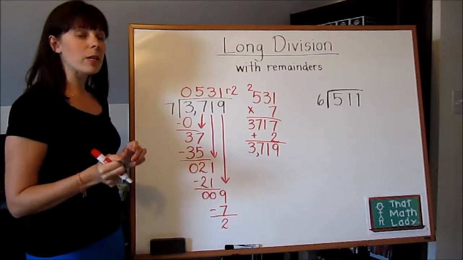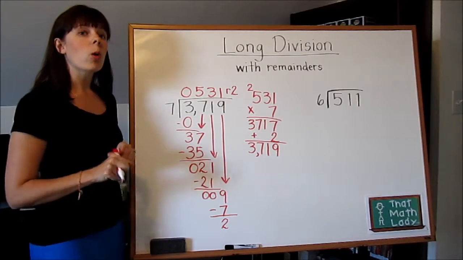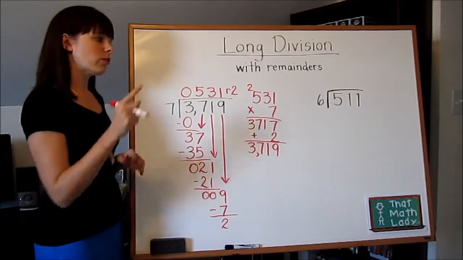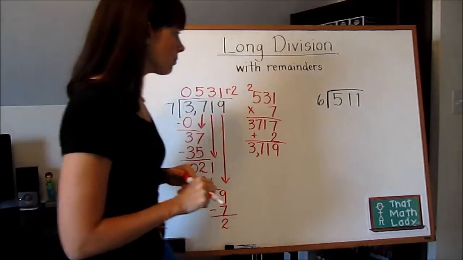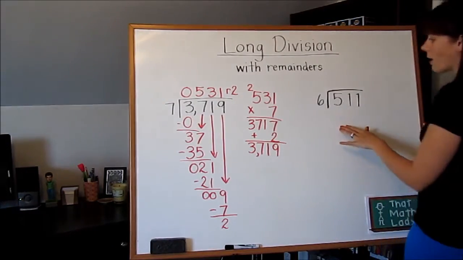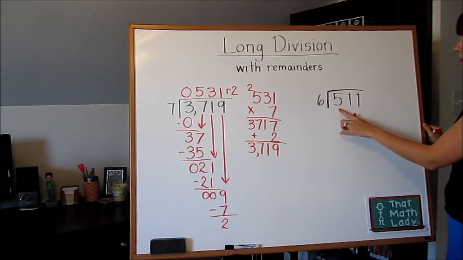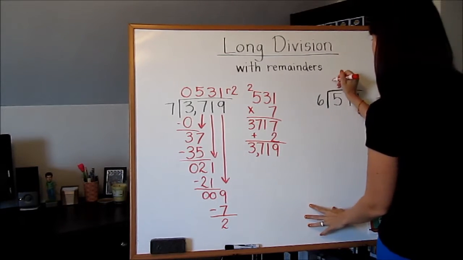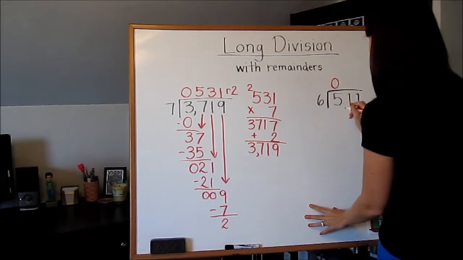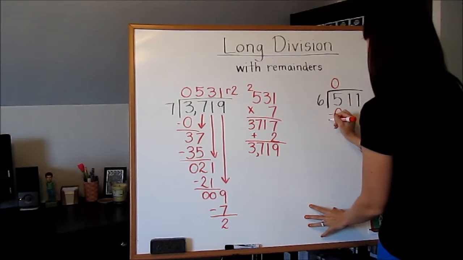Now you can pause the video and try the next problem on your own, or if you're not quite ready to do that yet, you can follow along as I do this problem. We have 511 divided by 6. So I'm going to divide 6 into 5 first, which I can't do. So I put a 0 here. 0 times 6 is 0. Subtract. And I'm going to bring down my next number.